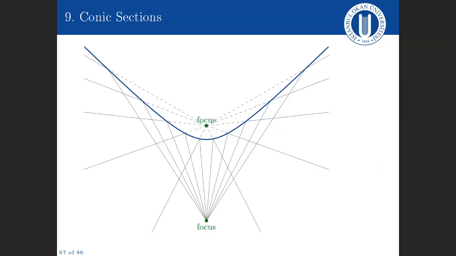A hyperbola also has reflective properties. It has the property that if rays, and I've only drawn one half of the hyperbola here, rays which shine towards one focus of a hyperbola are reflected to the other one.